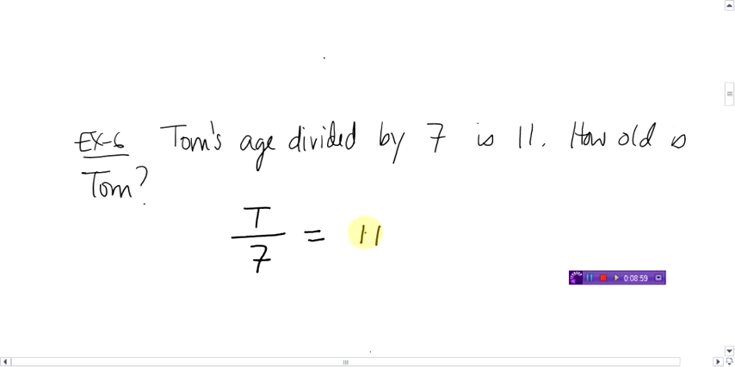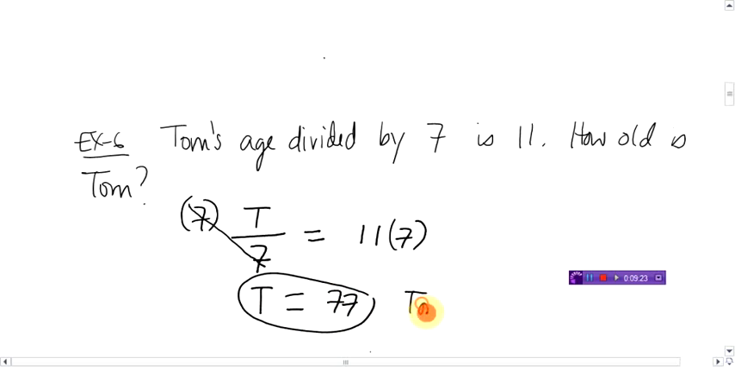How old is Tom? Well, there's Tom's age right there. T for Tom, because we don't know what it is. It's being divided by 7. To get rid of that 7, we do the opposite, which is multiply by 7. Do the same to the other side. These 7s cancel out. You're left with just T for Tom. 11 times 7 is 77. So there's our answer. Tom is 77 years old.